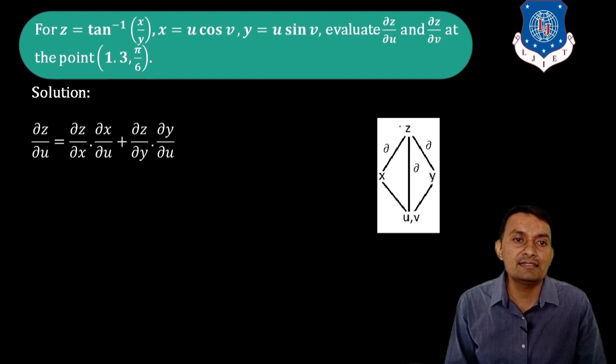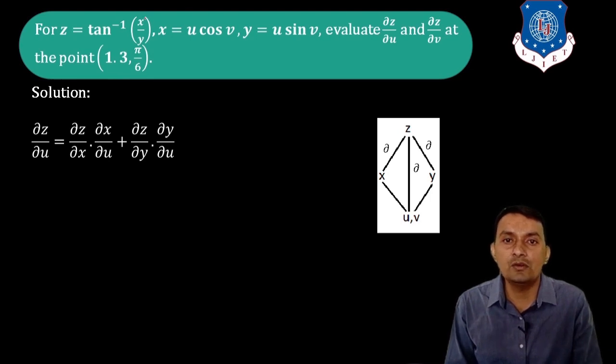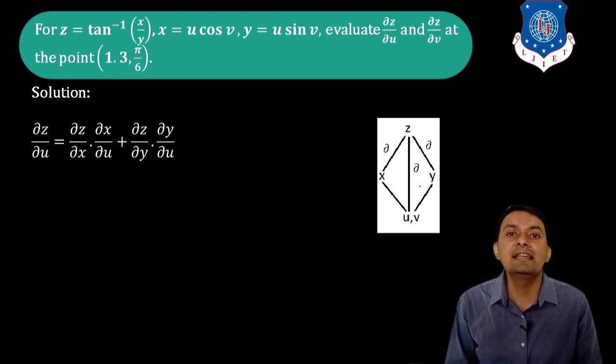So again you can see that z is a function of x, y. So here you can represent x and y. x and y both are functions of u and v. And now we want the value of del z by del u. That means I have to assume this one path both ways. That means del z by del x into del x by del u.